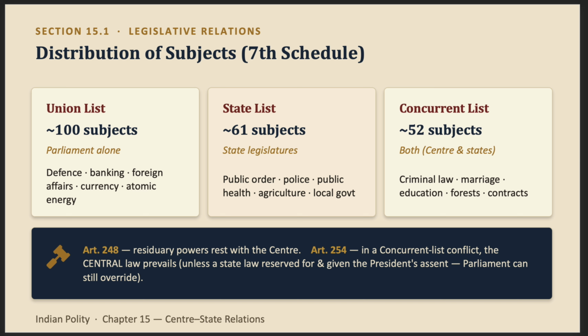But wait, examiners love to test the exceptions, right? But they do. There has to be some weird scenario where the state law manages to survive despite conflicting with the central law. There is one crucial exception. If the state law on a concurrent subject was specifically reserved for the consideration of the President before it was enacted, and it actually received the President's formal assent, then that state law prevails within that specific state, despite the central law. Oh, interesting. So if the state escalates the issue to the highest constitutional office and secures a sign-off, they basically earn an exemption. Exactly. Though knowing how the Constitution is structured, I would bet Parliament can still find a way to override it later.